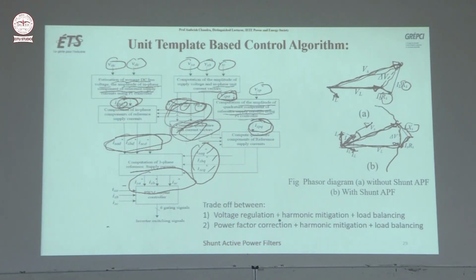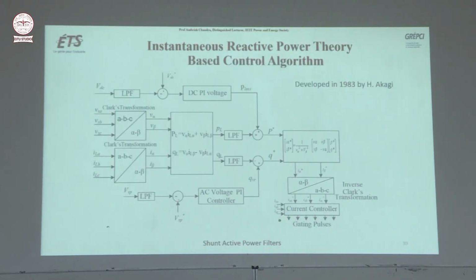So this is the basic thing. Now there are so many algorithms. Everybody says, oh, this is good, so whatever works is good. So this is instantaneous reactive power theory. Many people have been using it since 1983, when it was developed by Professor Akagi. So what is there?